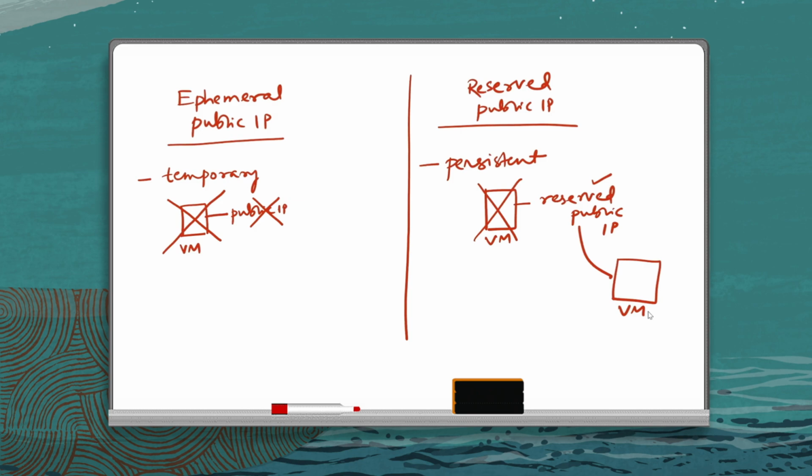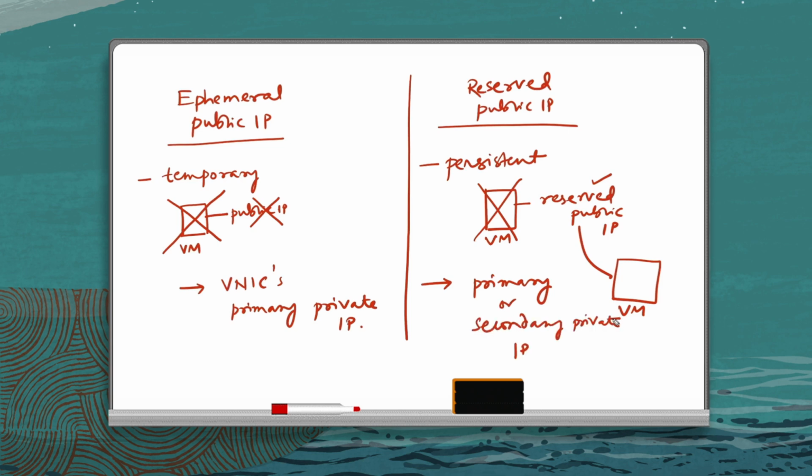One more difference that you should understand here is that this ephemeral public IP, these can only be assigned to a VNIC's primary private IP. We had a discussion on this few minutes back. What is primary private IP and what is secondary private IP? In case of reserved public IP address, it can be assigned to either a primary private IP or a secondary private IP. So this is another difference.